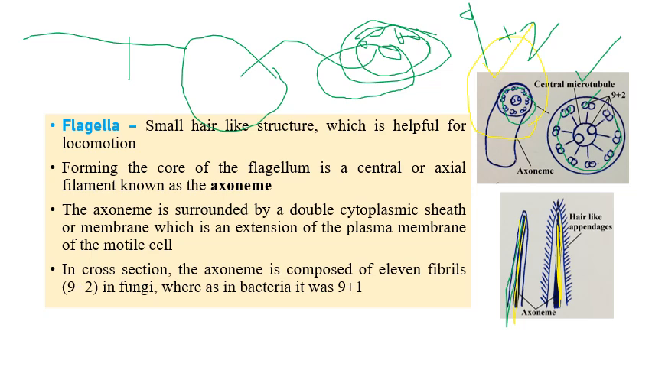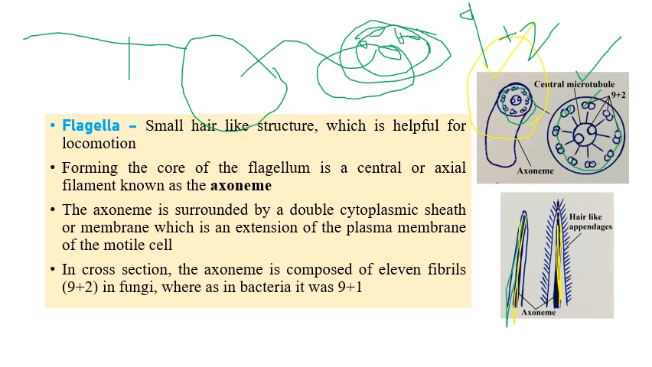It's very important. I have seen this question in many places. They will ask, for example, the 9+2 type of flagella arrangement can be observed in which organisms? Eukaryotes. Fungi contain what kind of flagella? 9+1 or 9+2? 9+2. The 9+1 is present in prokaryotes, for example bacteria. Okay, it's very important.